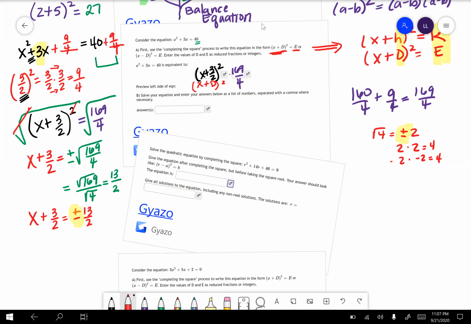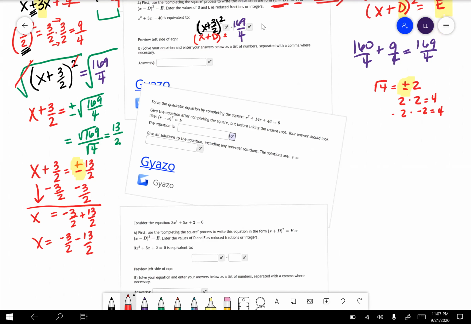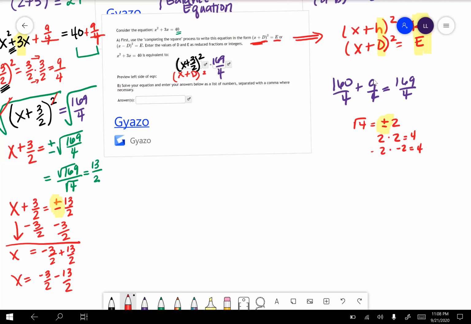Now we're going to get x by itself. So subtract 3 halves from both sides, which means we got two problems over here, y'all. Okay? So we have x is equal to negative 3 halves plus 13 over 2. And we have x is equal to negative 3 halves minus 13 over 2. All right. So we're ready to go ahead and simplify and solve this.